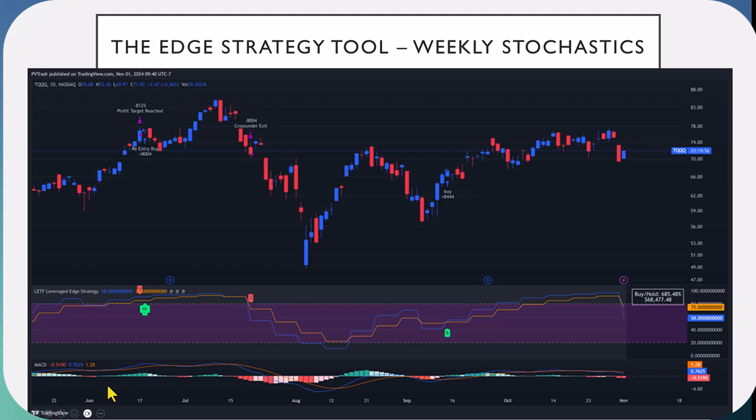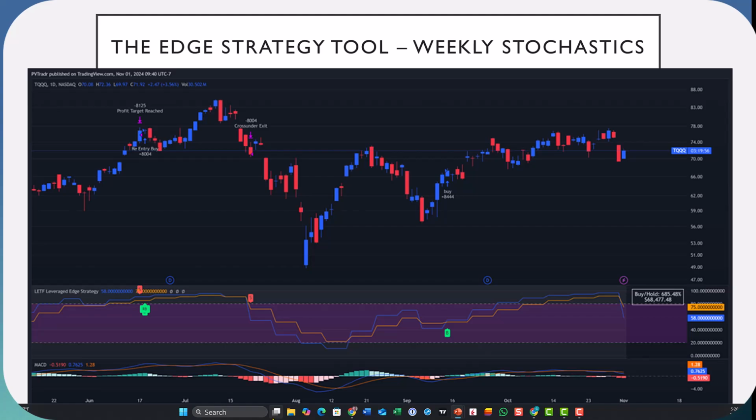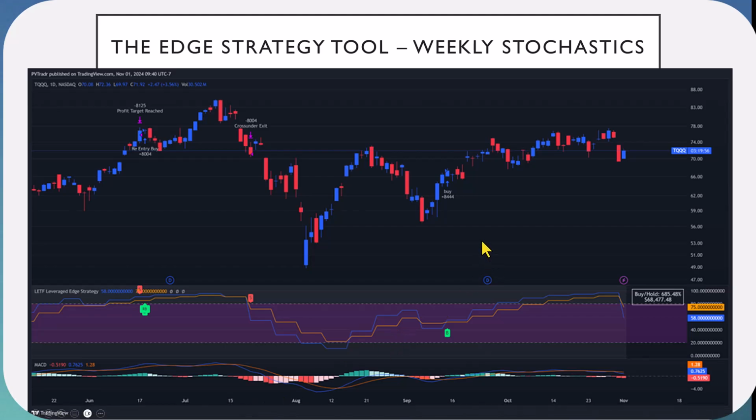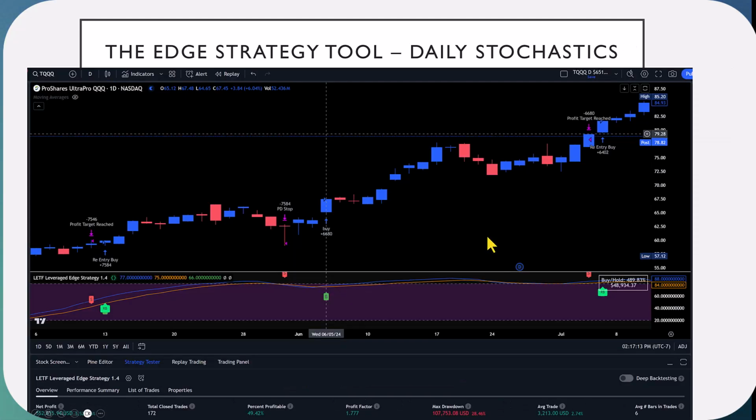In this case it's MACD, and there are several additional indicators that can be added to the strategy to help boost performance, reduce drawdown, and reduce the number of trades. And we'll explain to you which ones we found through our testing have helped. We'll provide that information to you. So that's the weekly version.